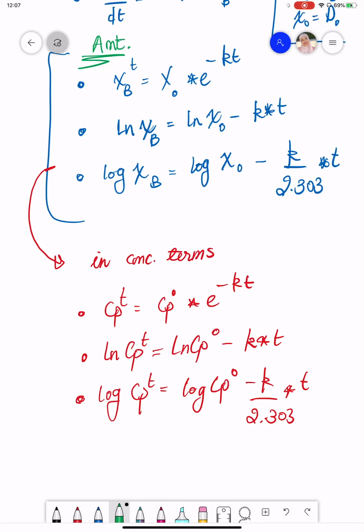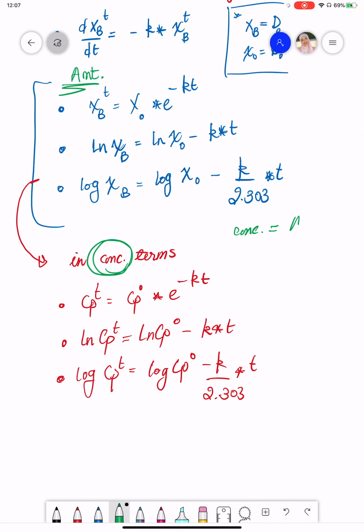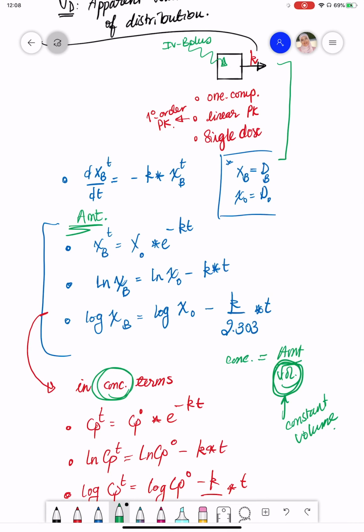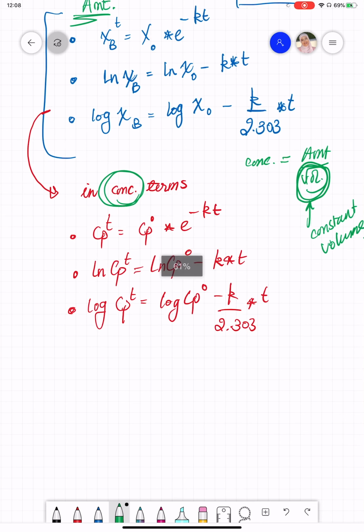And then we mentioned that if we want to change these equations from amount terms to concentration terms, we use the equation that concentration equals the amount over volume. We mentioned earlier that to do so, we need a constant volume that is not changing over time. That volume in kinetics, in this case, we call it an apparent volume of distribution.